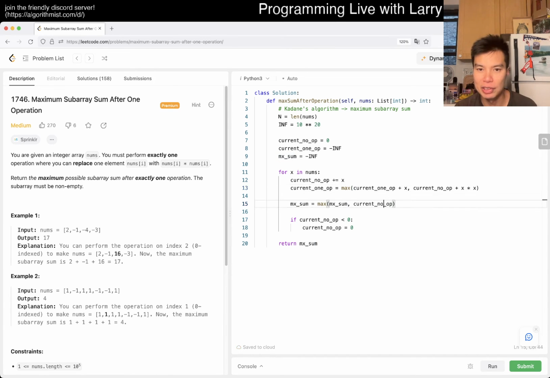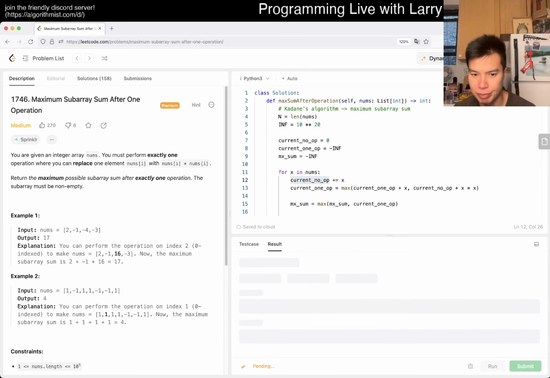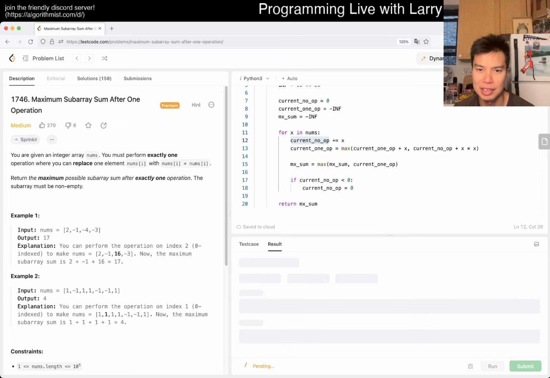And then here of course you convert it to 1-up, and if the no op is less than 0 we convert it to 0. Do we convert 1-up ever? No, I think we're okay, we don't have to update the 1-up because it will come from the no op anyway, so I think that part should be good. I don't know why this takes so long. I think this is just the server, because this is just a for loop.